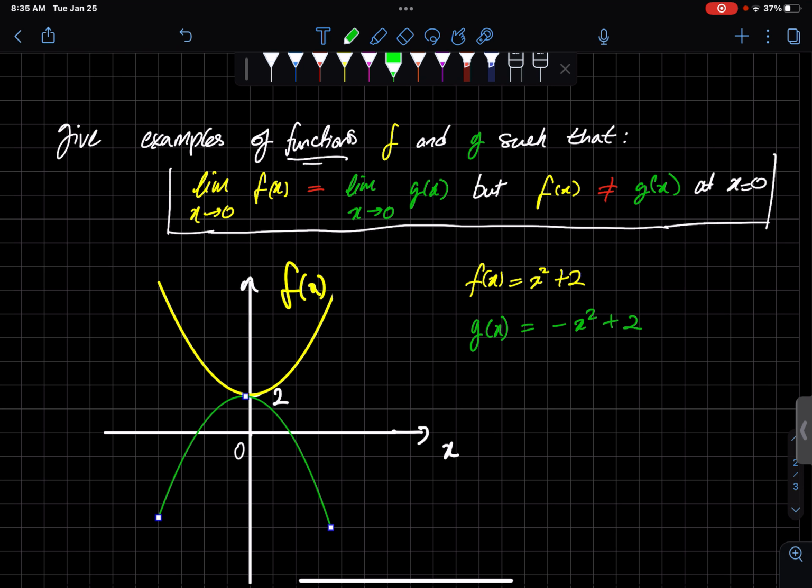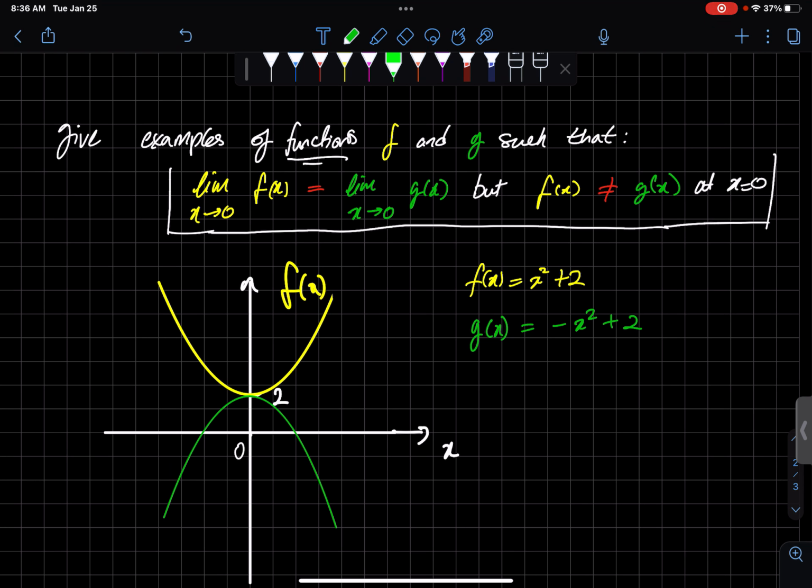But the problem with this is, at x equals 0, both of these functions have the same value. At x equals 0, both of these x terms become 0, and both of these functions have a value of 2. But we're told that these two functions cannot have the same value at x equals 0. So what we can do is simply say this.